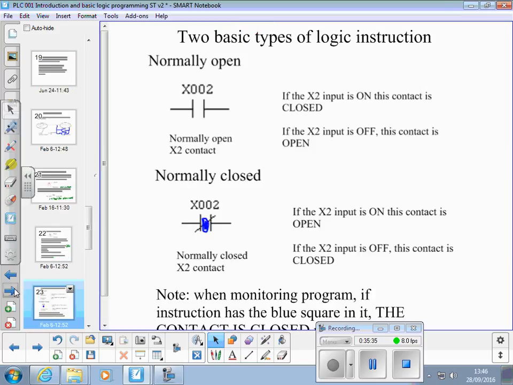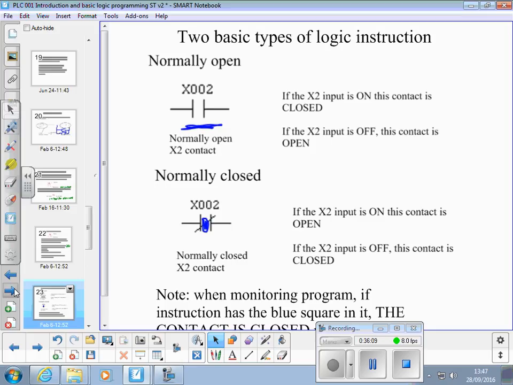Moving on from there, bearing in mind that we can have contacts associated with inputs, outputs, timers, counters and M relays. Two basic types of logic instruction. Normally open, that one being a normally open X2 contact. When we use the word normally, we mean what is its state when that input or device is turned off. So this one is open when X2 is off and closed when X2 is on.